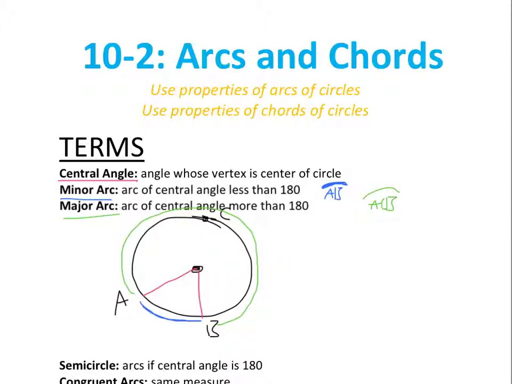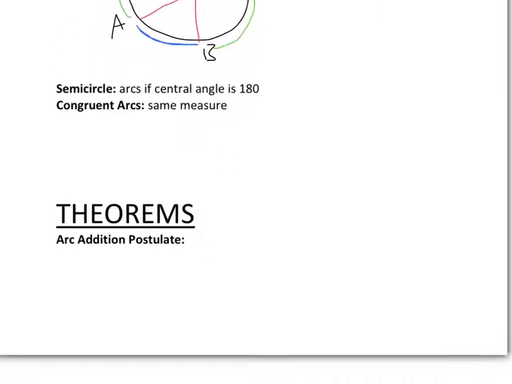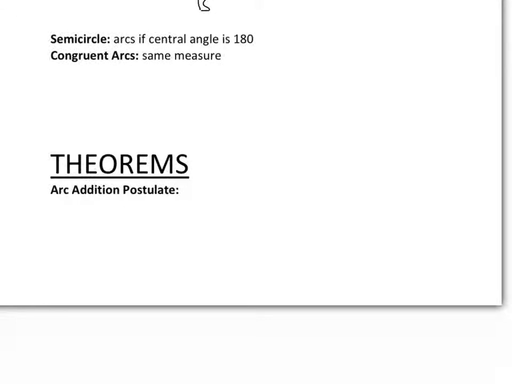Now, a specific example here: if you happen to have an arc of 180 degrees, it's going to be a semicircle. So if we cut this right down the middle, it creates two congruent arcs of 180 degrees. Those are called semicircles.